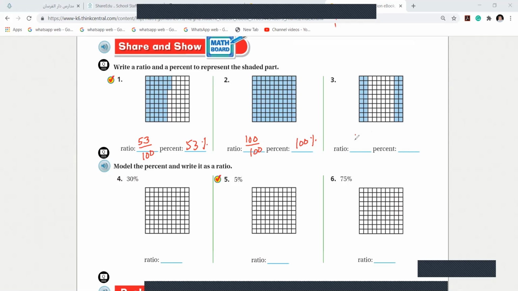And here, this is 40 over 100. It's okay, even from anywhere. That is 40%. 30%, shade 3. 3 lines. That is 30%. And 5 pieces, over 100. Here, this is 5 over 100. And here, this is 75 over 100.